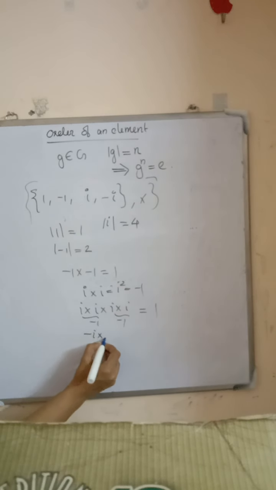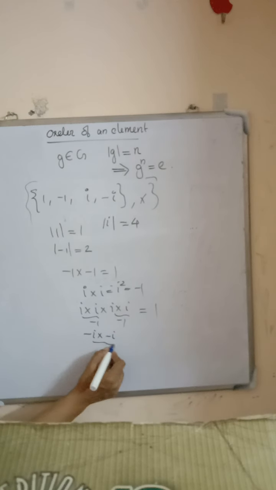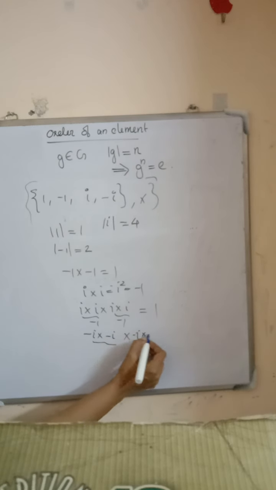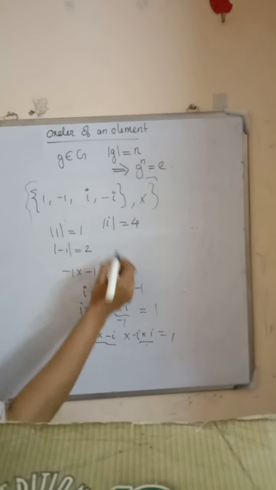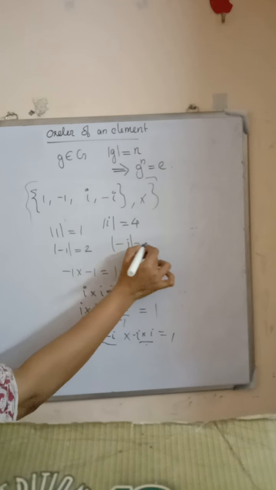Similarly, minus i into minus i is i square, that is minus 1. Again, minus 1 into minus 1, so we get plus 1. So, order of minus i is also 4.